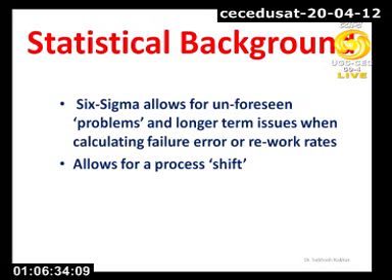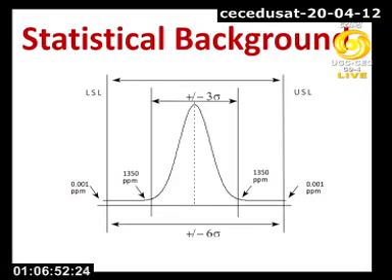Now, if such is the case, Six Sigma allows for unforeseen problems and longer term issues when calculating failure error or rework rates. Why rework? Because if defectives are produced, somebody will have to rework those items to make them acceptable. Let us go to the previous slide. If the specifications specified by the customer are spread over plus minus 6 sigma and our process is spread over plus minus 3 sigma, then the sigma level of the process is called 6 sigma.